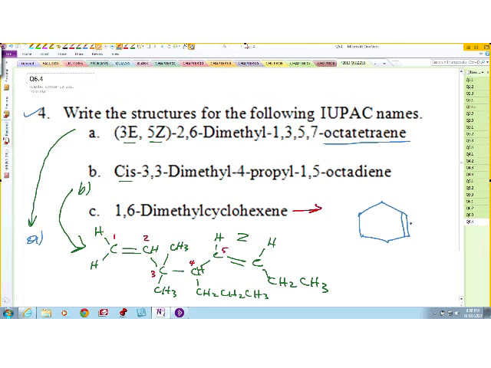That is cyclohexene. And now it's a 1,6-dimethyl. Okay, so if this is one position, you have a methyl group in one position, where do you think the other methyl will be? Here or here? Right here, very good. Because the numbering will be 1, 2, 3, 4, 5 and 6. Okay, and that is the answer to this question here, C.